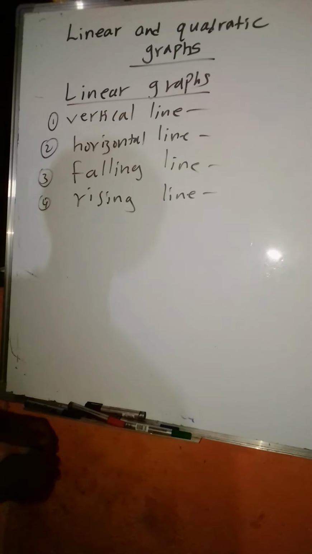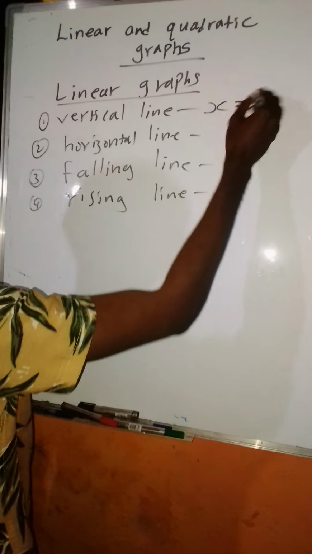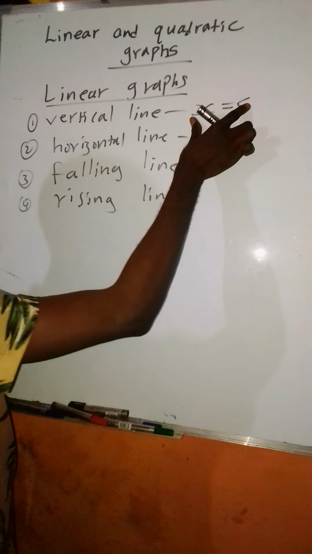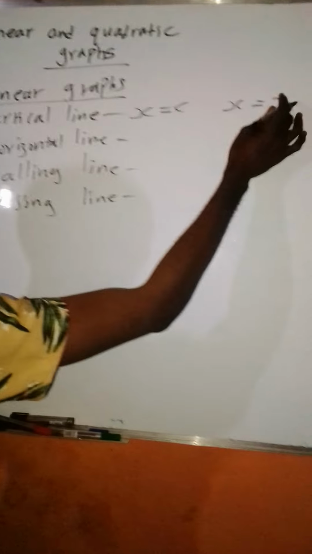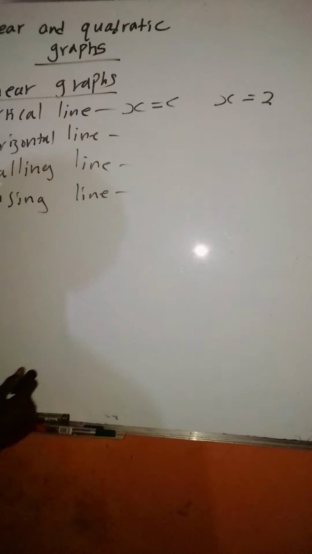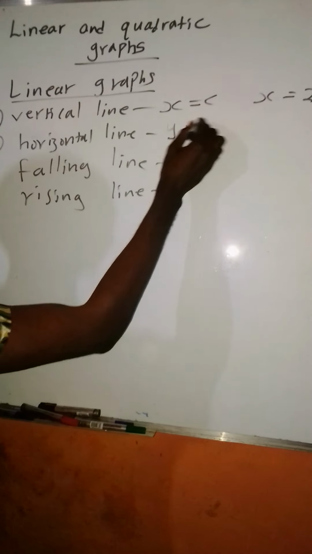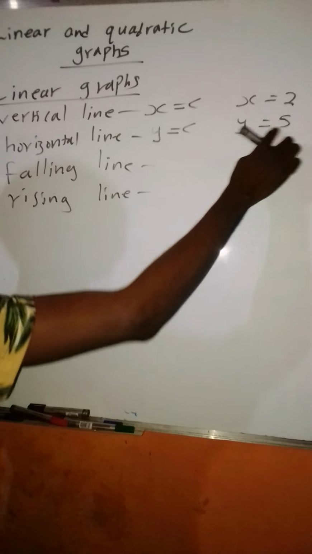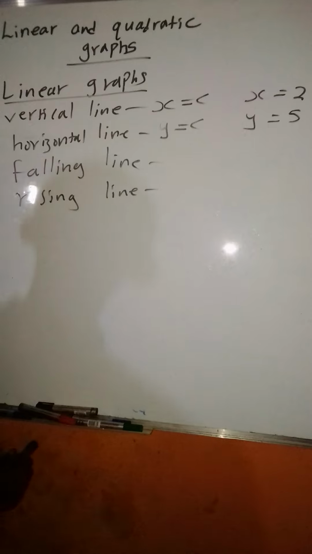So how can a vertical line look like? The vertical line, anytime you see x equals c, this line is vertical because when you plot it, it's going to give a vertical line. For example, let's say x equals 2. So when you plot x in your graph, you have a vertical line. And the other type again, the horizontal line. The horizontal line is given as y equals c, which also implies, let's say y equals 5. When y equals 5, that line is going to be a horizontal line.